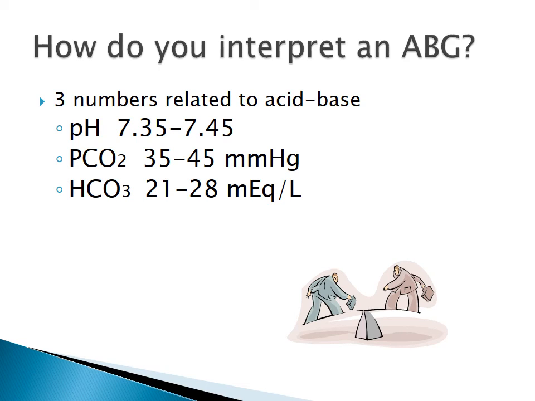How do you interpret an ABG? Well, there's three numbers that you're going to look at that are related to acid-base. The three numbers are pH, PCO2, and bicarb. So you can see these are the numbers, and these are the numbers that you need to have memorized.